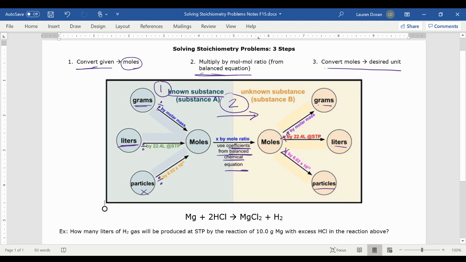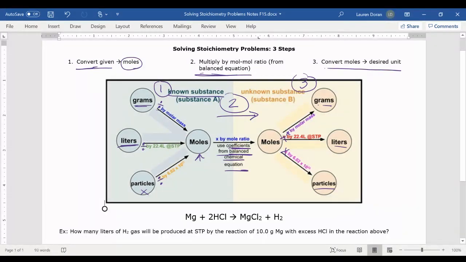Okay, that is the maximum number of steps. The maximum number of steps is 3. If you're given a value in moles, then step 1's already done for you, right? You would be then starting right here. If you're only asked for moles, then you're done after step 2 because your desired unit would be moles. So it's a maximum of 3 steps, but you may not do all 3 steps depending on what the given value is and its units are and what your desired units are.